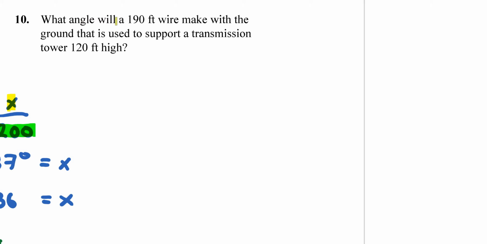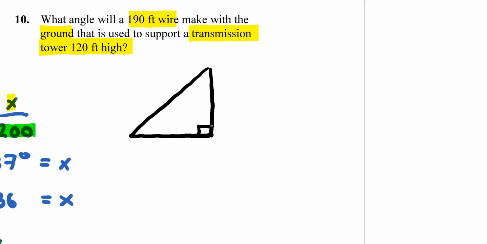So what angle will a 190-foot wire make with the ground if it is used to support a transmission tower of 120 feet high? Okay, so step number 1, let's go ahead and construct our little diagram here. So right angle triangle. Since the tower is 120 feet high, I'm assuming that this right here represents the tower. That's 120 feet. So this blue distance right here, that's the height of the tower. And what angle will a 190-foot wire?